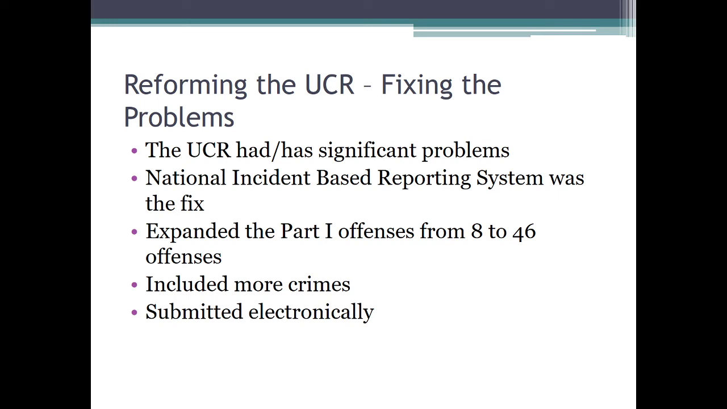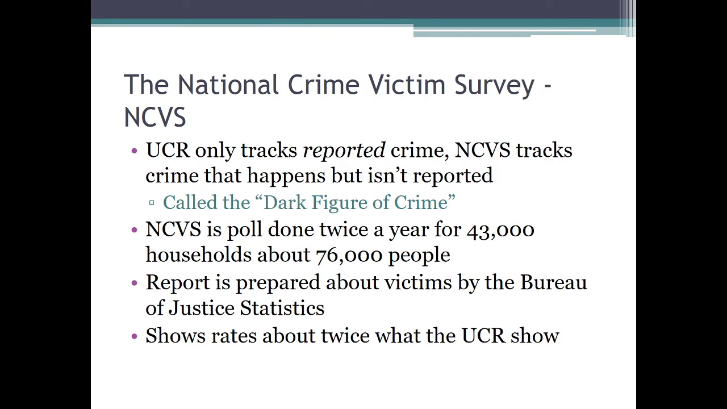So because there were some problems with this, we began to engage in fixes of the UCR. And the fix is called the National Incident-Based Reporting System, the NIBRS. And we still call it the UCR, even though we have the NIBRS. What it did is it included more crimes, it allowed more electronic submission, it attempted to standardize certain categories, and it really has corrected some of the problems we just talked about. Not perfect, but it's certainly reformed some.